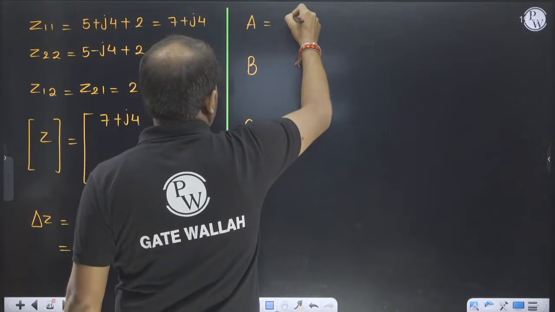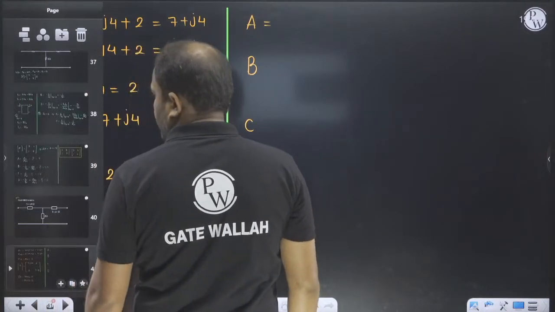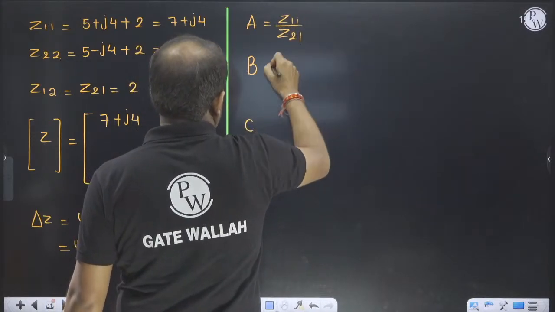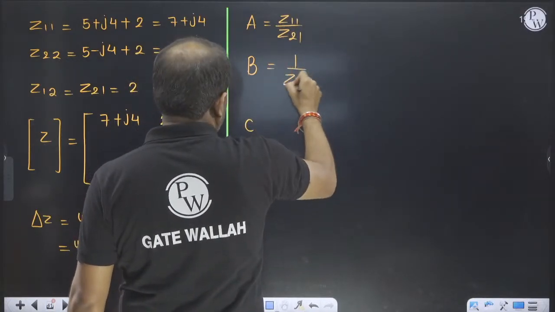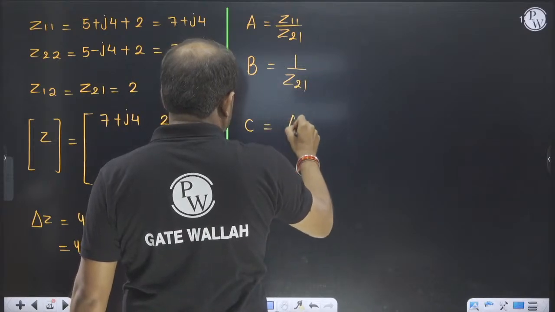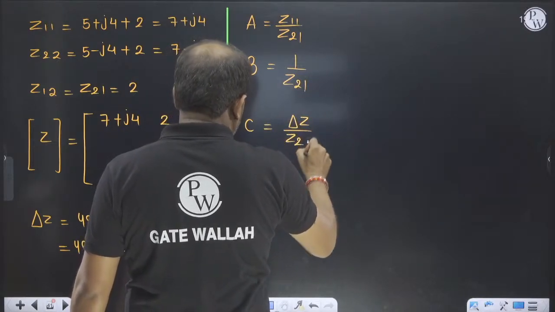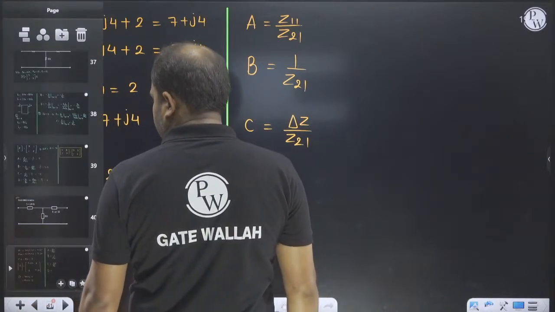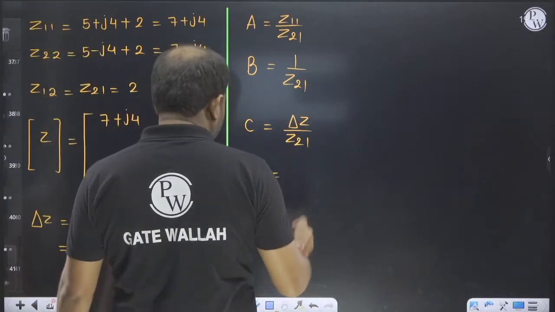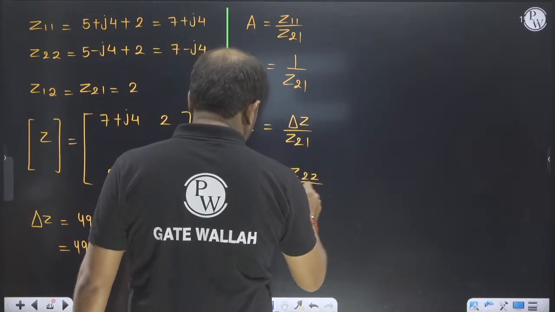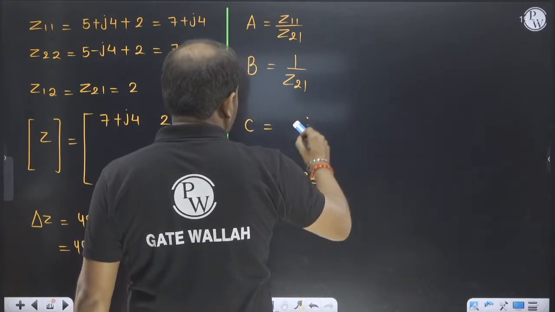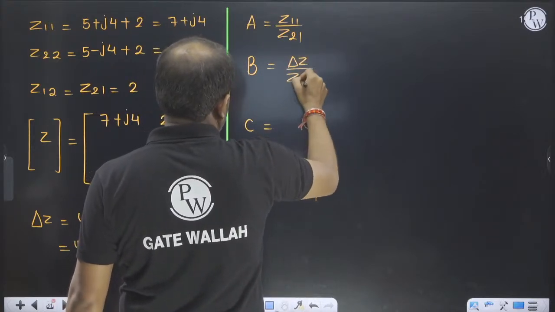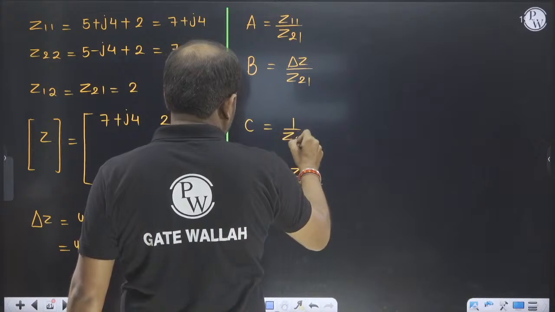Then we have the ABCD matrix A, B, C, D. What have we just derived? First is Z11 upon Z21, second is delta Z by Z21, third is 1 by Z21, and fourth is Z22 upon Z21. Earlier I said B is 1 by Z21 and C is delta Z by Z21, but that is wrong here: B is delta Z by Z21 and C is 1 by Z21.